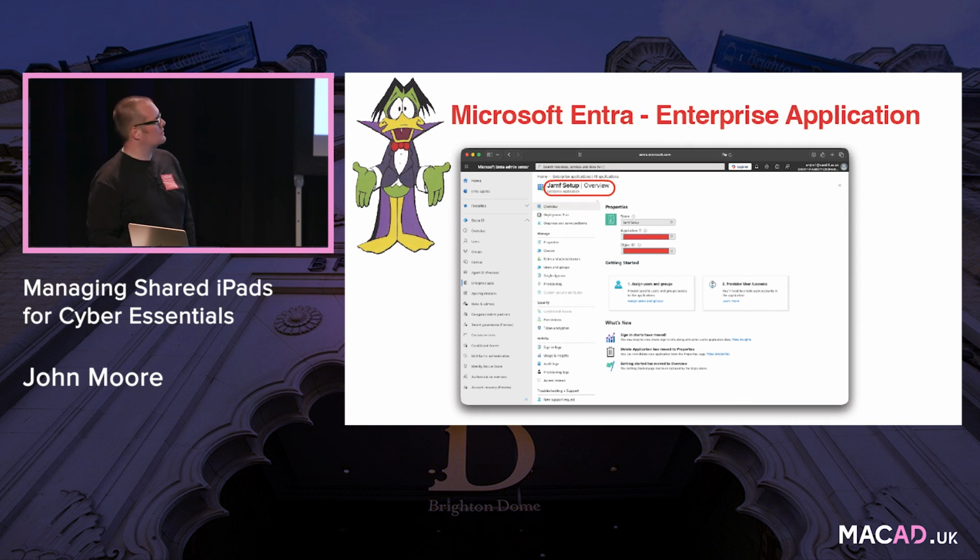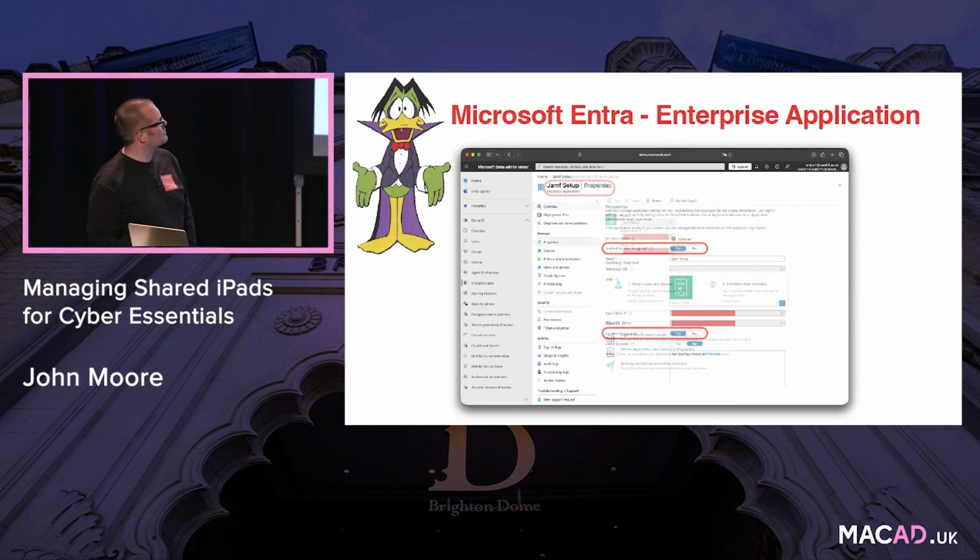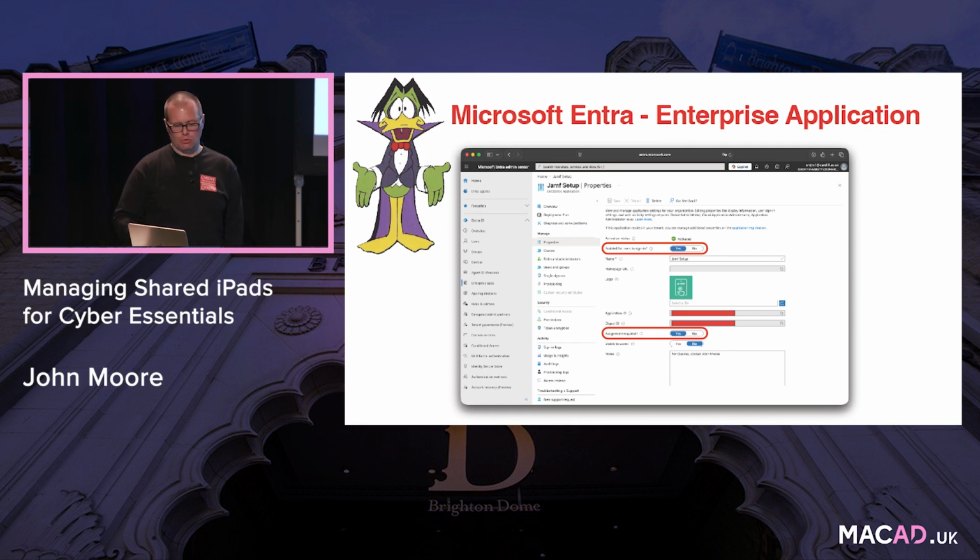Next, the Jamf Setup Enterprise application. You need to ensure that enabled for users to sign in is enabled, otherwise they could just launch Jamf Setup and you'll see the full list. There'll be no user access control at that point, so that's really important. And assignment required. You can't just go through to any configuration.